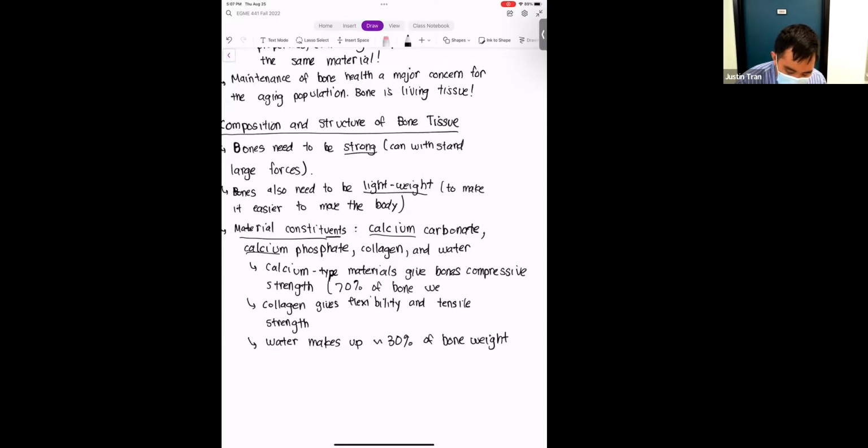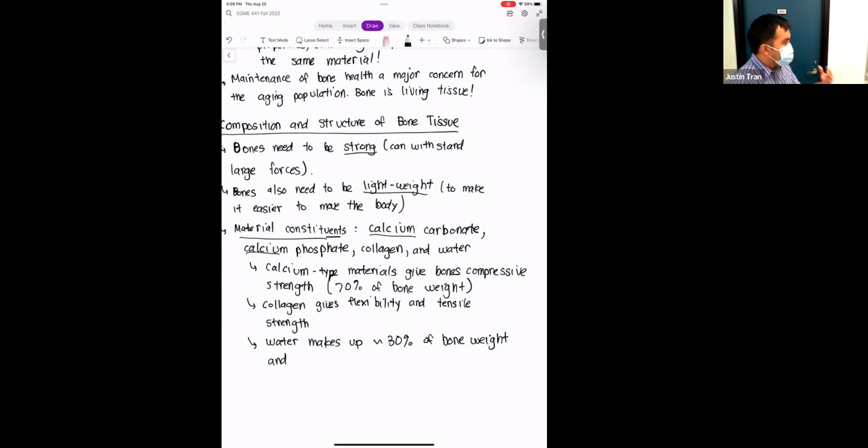Collagen is actually a very lightweight material, so it doesn't take up that much weight. It's there, and it's definitely important, but it doesn't make up much of the weight. And water makes up the rest. Water kind of does a bit of both. It adds some flexibility and also some strength as well. But the main reason water is there is to make it easy for nutrients and stuff to flow through the bone.